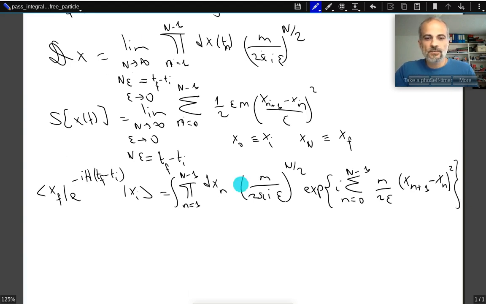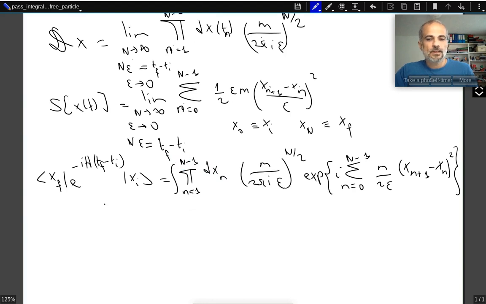Now the way we will evaluate this integral is just evaluate these integrals one by one and try to see a pattern such that we can generalize that pattern to an arbitrary n. Now let's start with n equal to 1. Let's look at the x1 integral. Let me just write the terms that contain x1 only, in the exponent, i m over 2 epsilon.